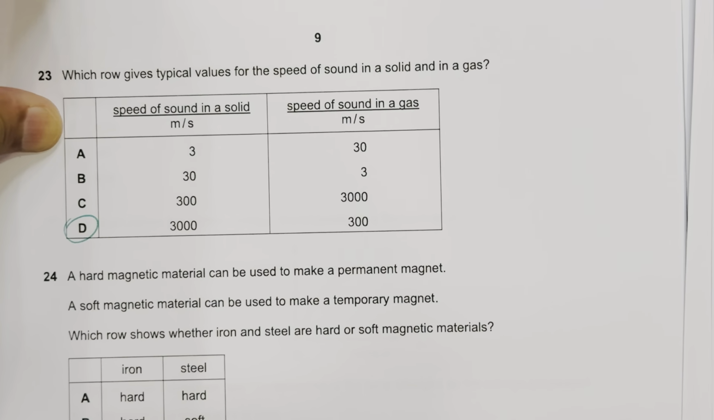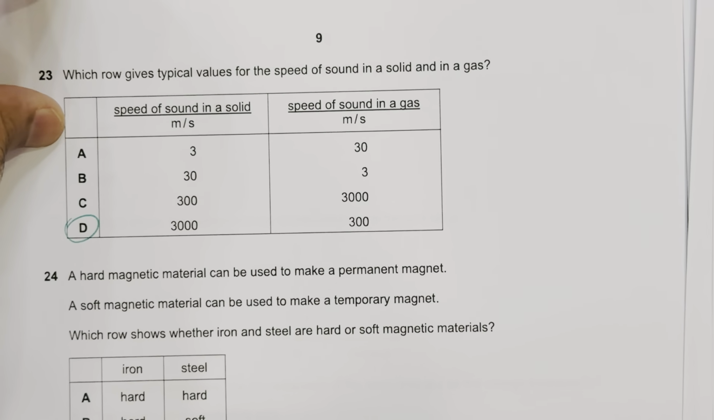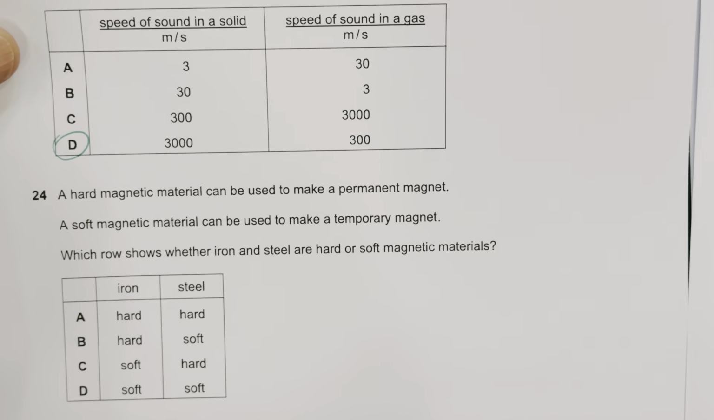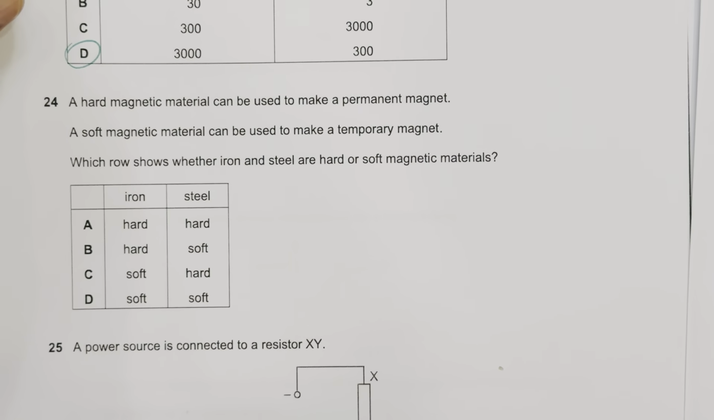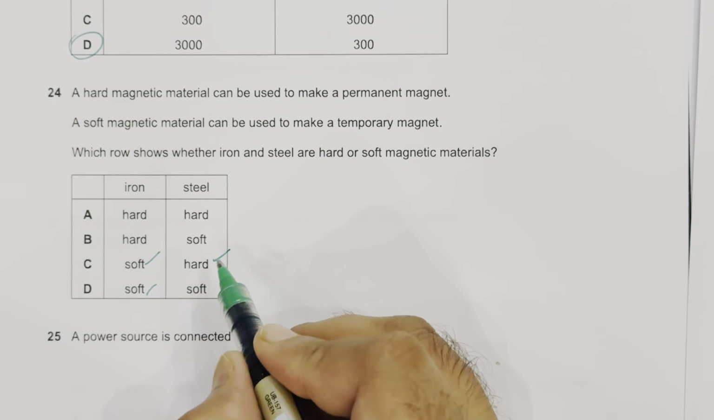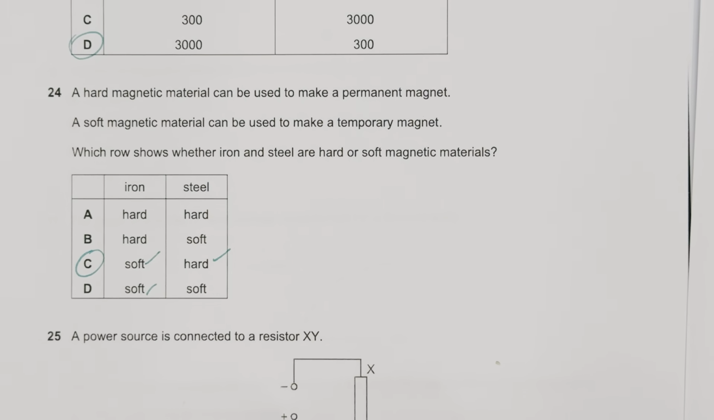Question 24 says that hard magnetic material can be used to make a permanent magnet, and a soft magnet can be used to make a temporary magnet. Which row describes whether iron and steel are hard or soft magnetic materials? Okay, we know that iron is a soft magnet and steel is a hard magnet, so option C is the right option. Moving to question number 25.